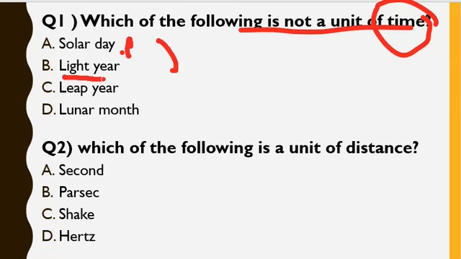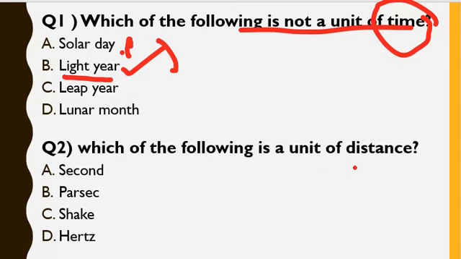Light year is the unit of time? Light year is not a unit of time. It is a unit of distance. We already discussed. Leap year is a unit of time. So which is not a unit of time? Light year. It is a unit of distance. Distance between the galaxies is measured in terms of light year. Okay, the answer is light year.